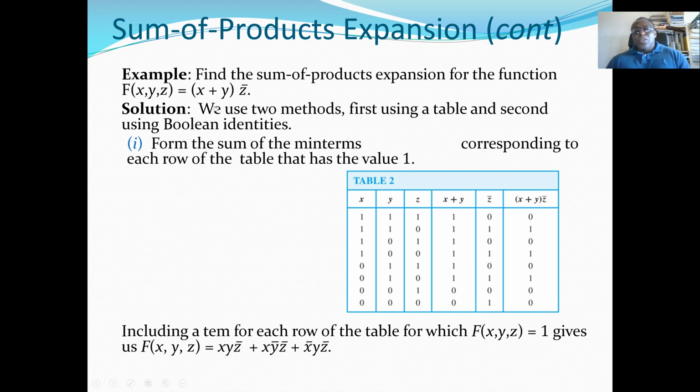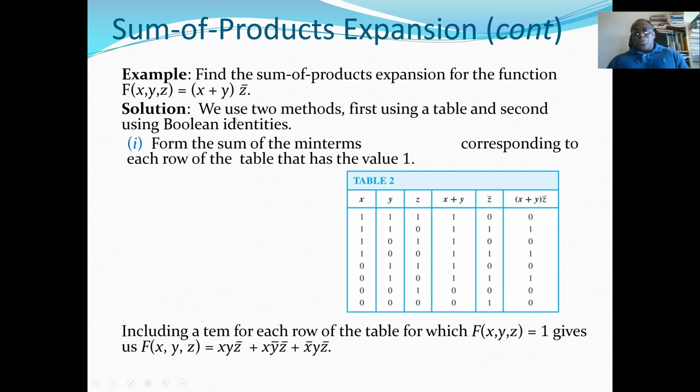expansion. So here we have 3 variables, so we know the possible combination for a truth table of three variables will be 2 to the power 3, which is 8. So I come down here, we have x, y, z in our table 2. The possible combination again is 8. So we start with 111, 110, 101, 100, 011, 010, 001, 000. So right now I have my possible 8 combinations of the 3 variables input.